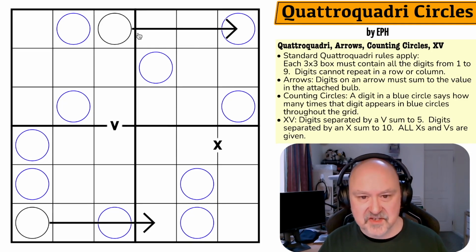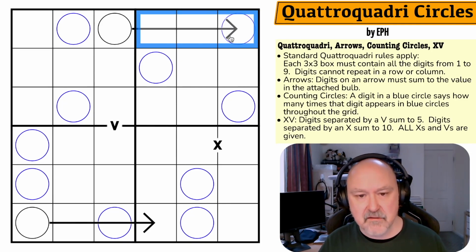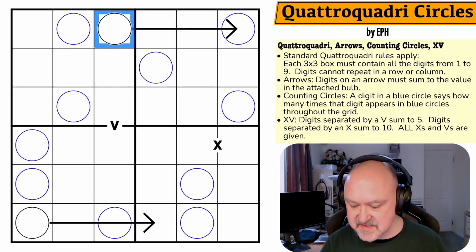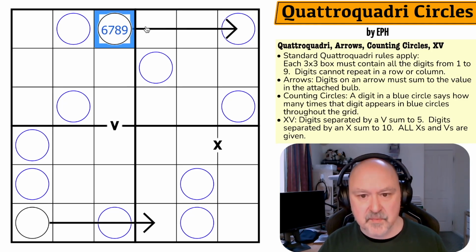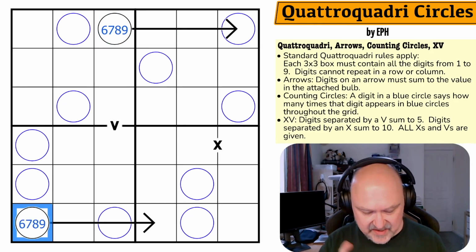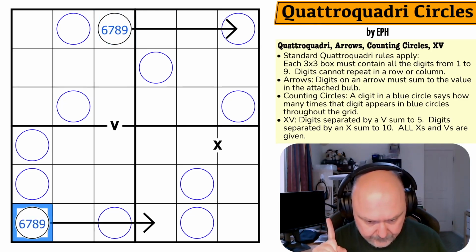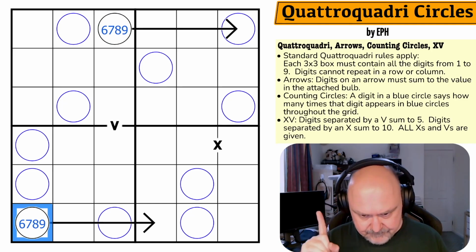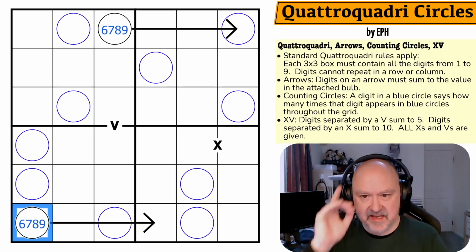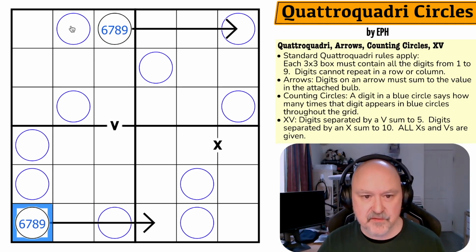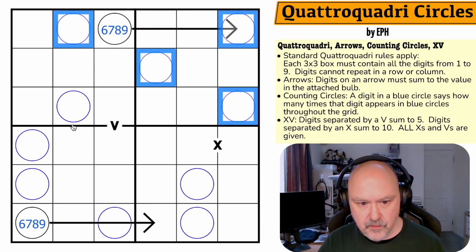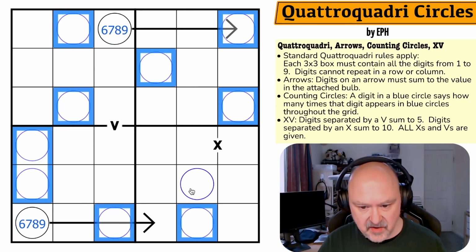Now, I know I should start by looking at the counting circles, but I'm going to start with the arrows. The minimum I can put into a 3-cell arrow is 1, 2, 3, because the minimum 1, 2, 3 adds to is 6. So this is 6, 7, 8, 9. This is 6, 7, 8, 9. Now, that's not enough to go off. I need to look at the counting circles. How many do we have? We've got 1, 2, 3, 4, 5, 6, 7, 8, 9, 10.